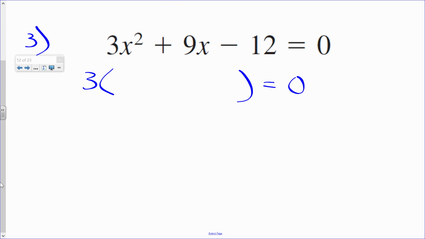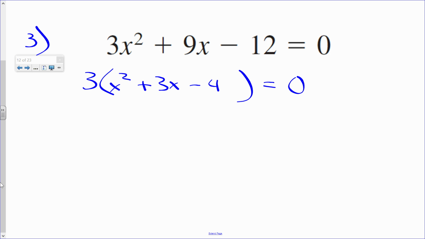So what's going to be left over? 3 times what is 3x squared? Actually, this is the same one for warm-up, huh? All right. Let's keep going. Watch this. 3 times a -4. Okay, cool.